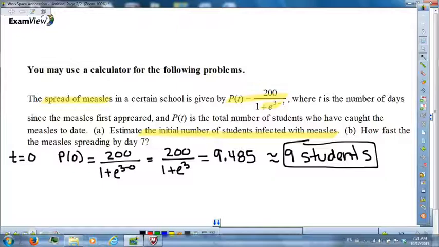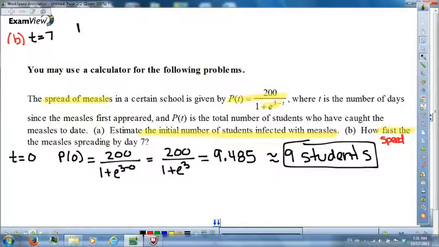For part B, it says how fast is the measles spreading. So how fast is another word for speed. So we're trying to find the speed. And in calculus, the speed is another word for derivative. So basically what it's asking is find the derivative and find what it is when t equals 7. So we're going to go ahead and find the derivative.